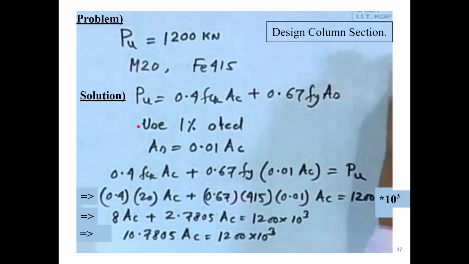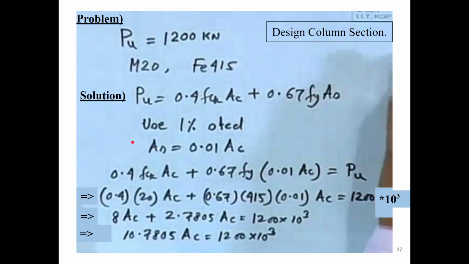So yeah, let us see a representative problem again. Let us assume that we need a column having a load carrying capacity of 1200 kilonewton, the grade of concrete is M20, the grade of steel is Fe415, and we have to design a column section. So yeah, how will we proceed?